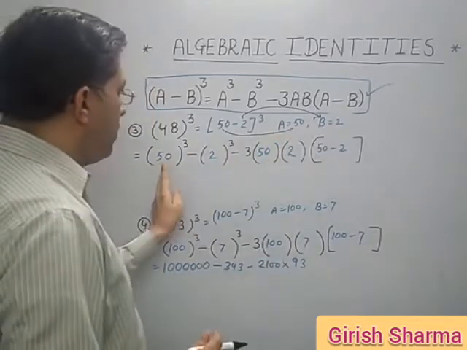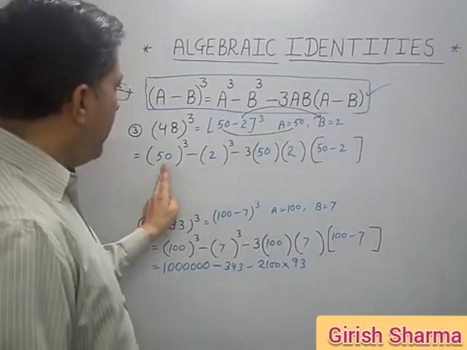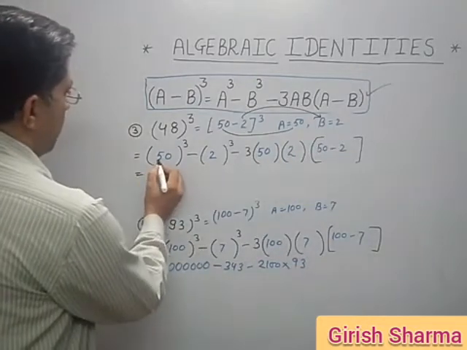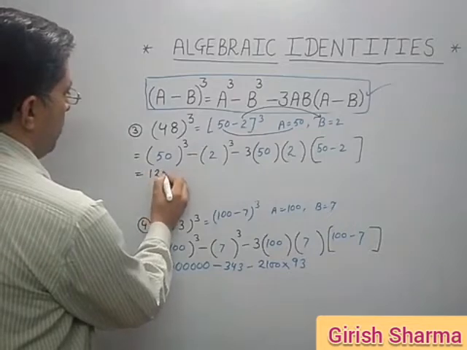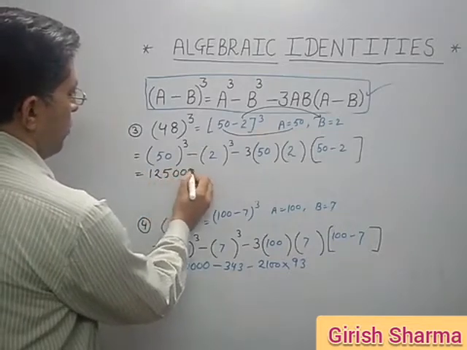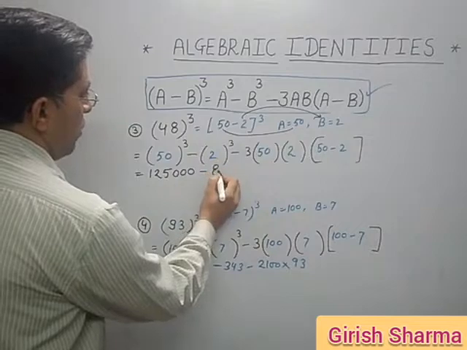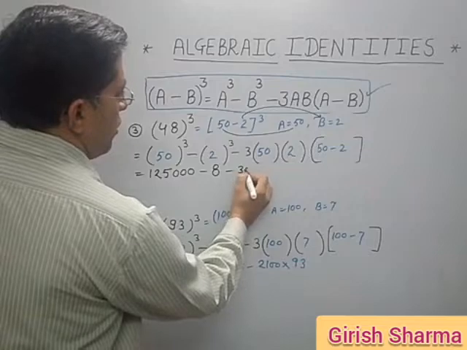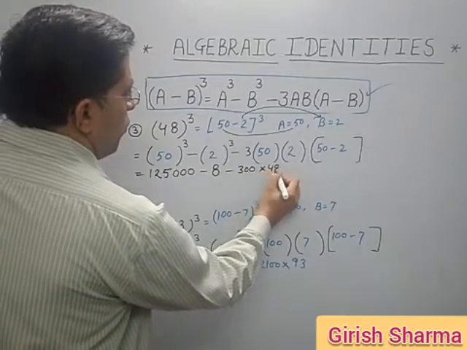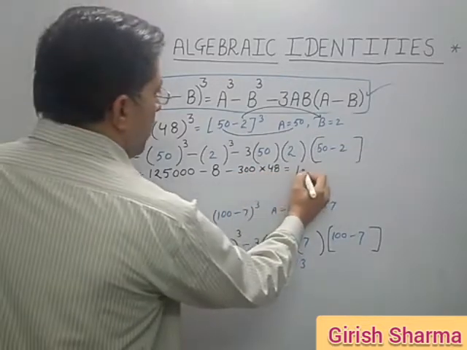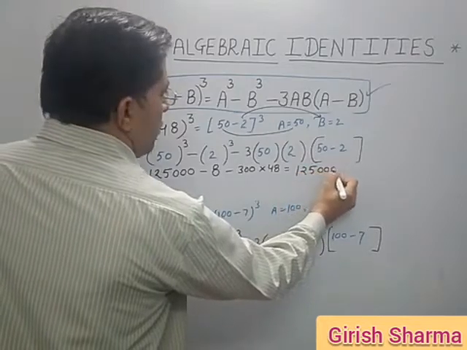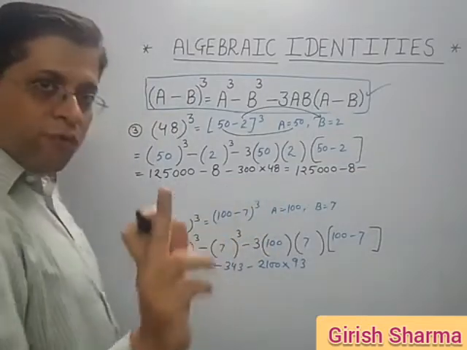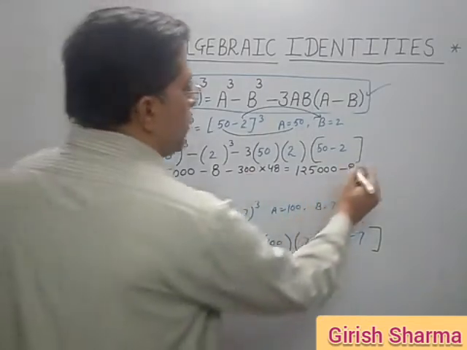Put these two values in the identity a cube minus b cube minus 3ab(a minus b). This is 50 power 3, which is 125 with 3 zeros. 2 power 3 is 8. Then 3 fives are 15, 150, 2 are 300 into 48. So 125 with 3 zeros minus 8. 48 threes are 144 and 2 zeros are there.